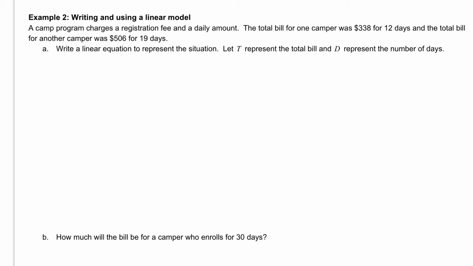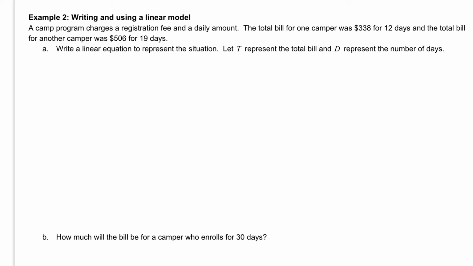In example 2, we have our word problem. It says a camp program charges a registration fee and a daily amount. The total bill for one camper was $338 for 12 days, and the total bill for another camper was $506 for 19 days. Write a linear equation to represent the situation. Let T represent the total bill and D represent the number of days.